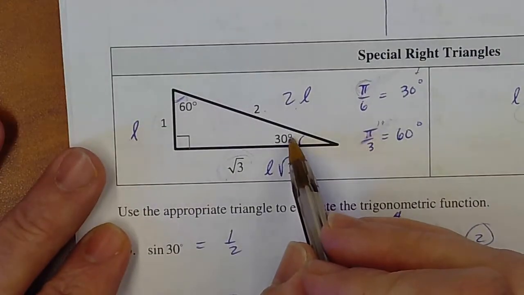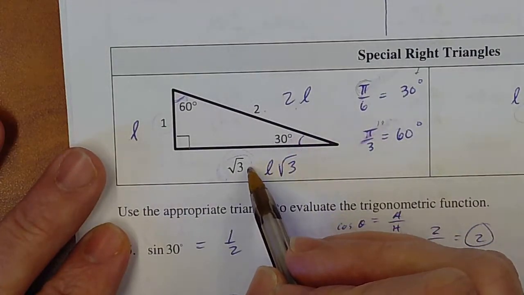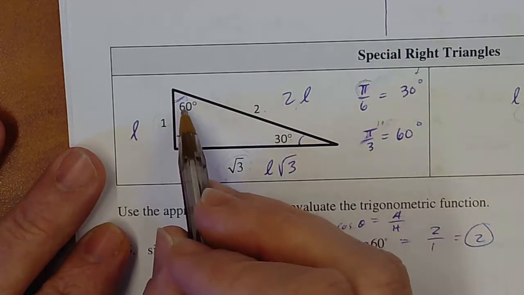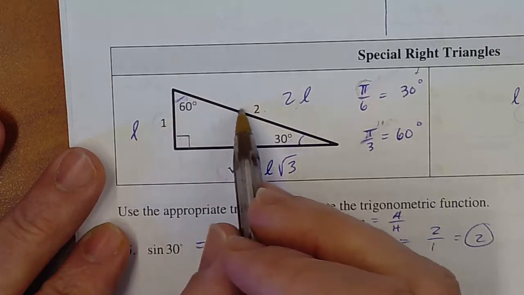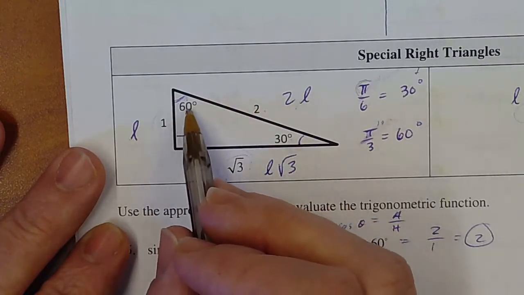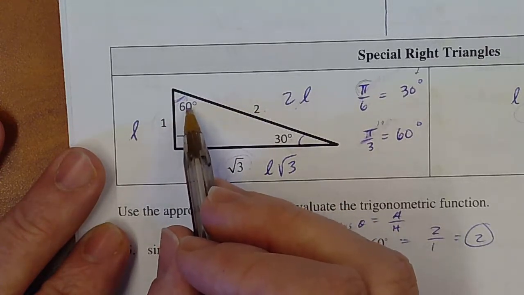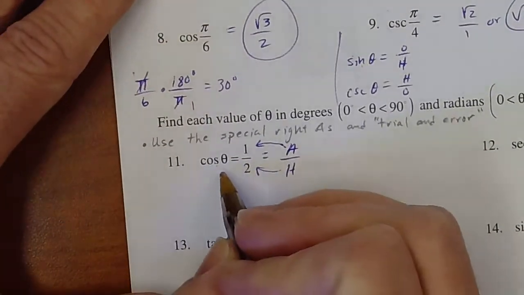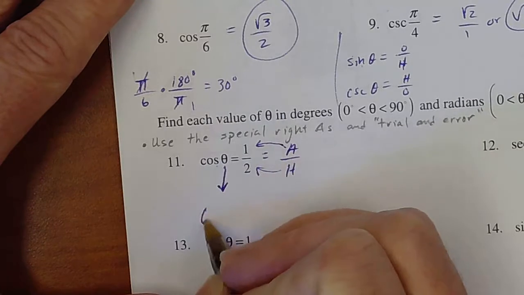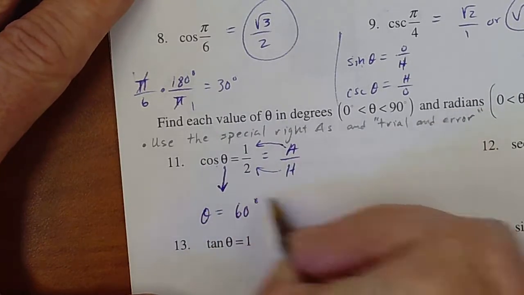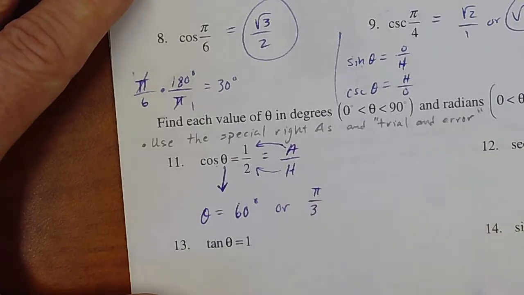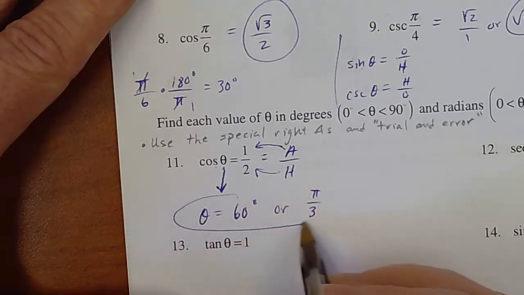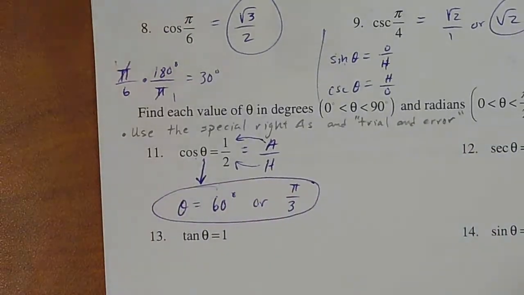What about 30 degrees? Well, adjacent would be square root of 3 over 2. 60 is going to work because the adjacent side now is 1, hypotenuse is 2. So the answer to this, theta, is 60 degrees to get a cosine value of 1/2. That's it. That's what we're looking for. So theta is 60 degrees or pi over 3 in radians. Just like that.